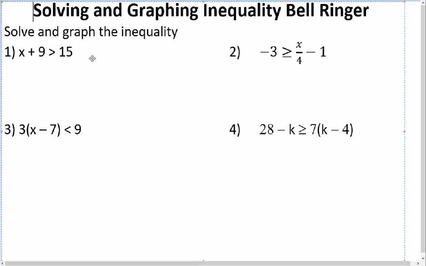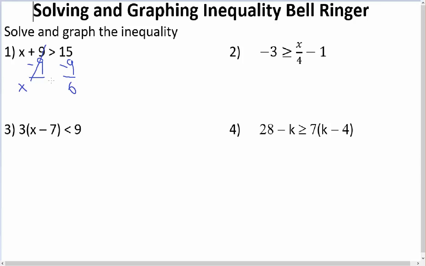So, first things first, as I look at number 1, this looks like a fairly simple approach as the variable is pretty much isolated with the exception of that 9. So in order to get rid of this 9, we are going to do the opposite. Since it's adding 9, we're going to subtract 9 from both sides. And by subtracting 9, we are zeroing it out because of that additive inverse, and we're left with x on the left-hand side of the inequality, and on the right-hand side we have 6.